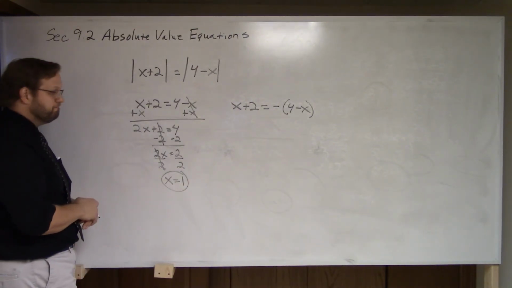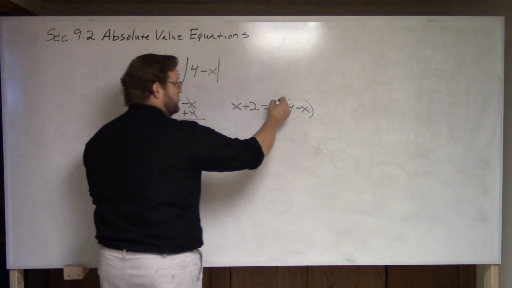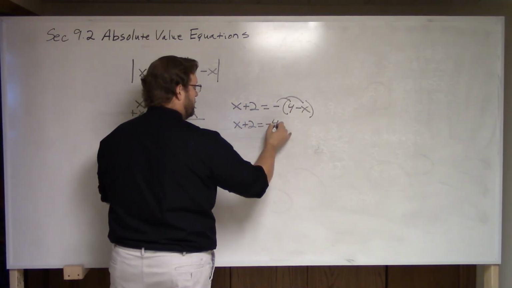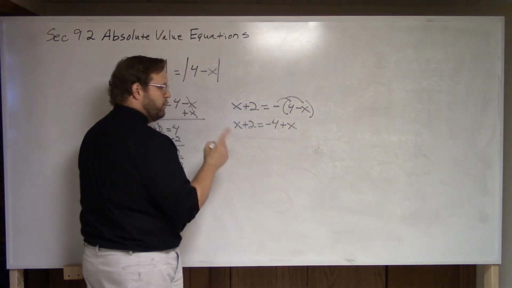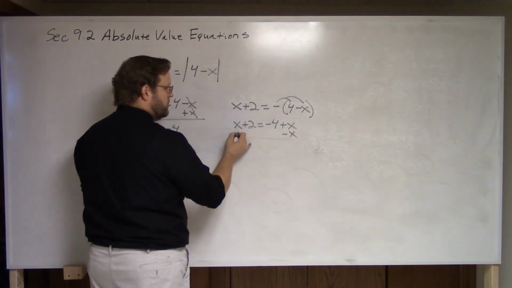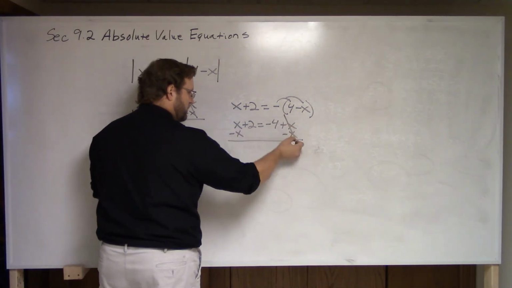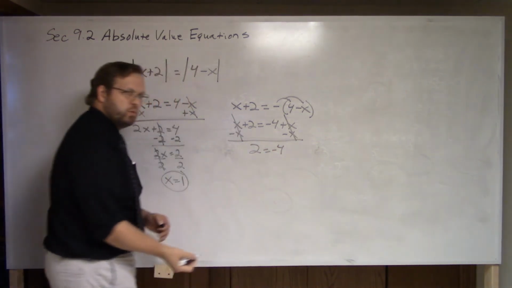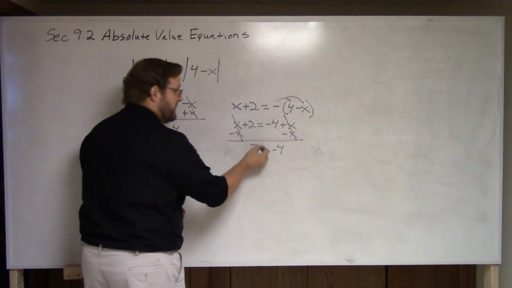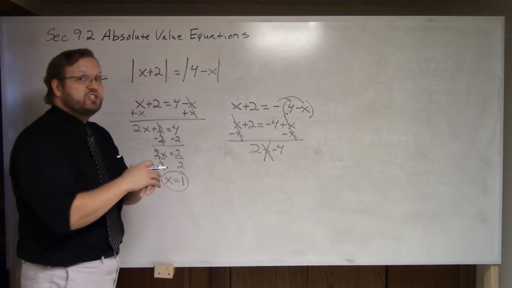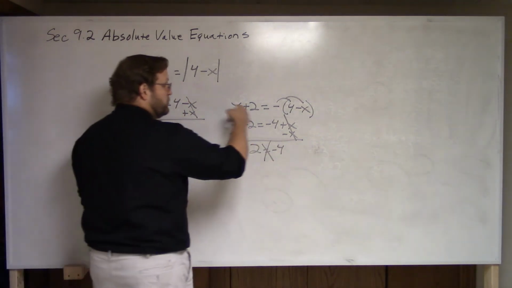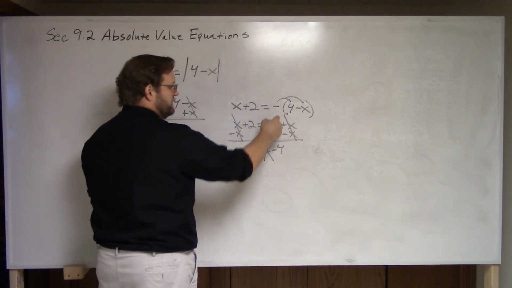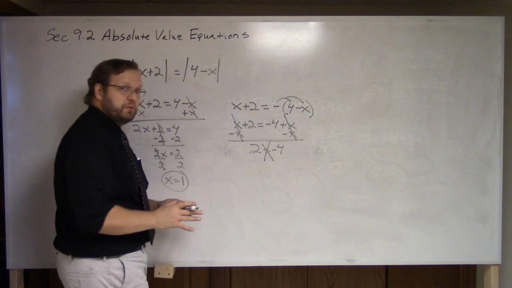And there we go. The next one, I'm going to distribute that negative. And then watch what happens. When I bring this over, I get 2 equals negative 4. Is that ever going to work? No. So that right there, I don't even need to check anything with that. This will never happen. It will never be the case where this side is the opposite of that side. So that gives me no solution.